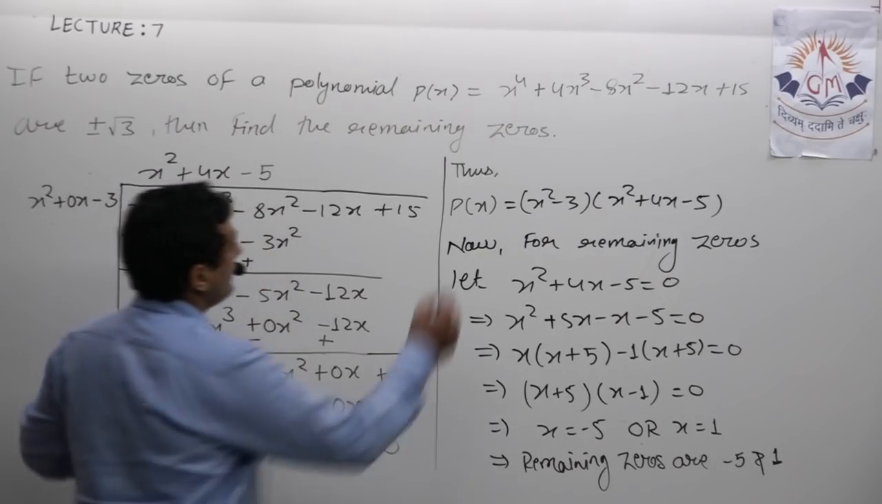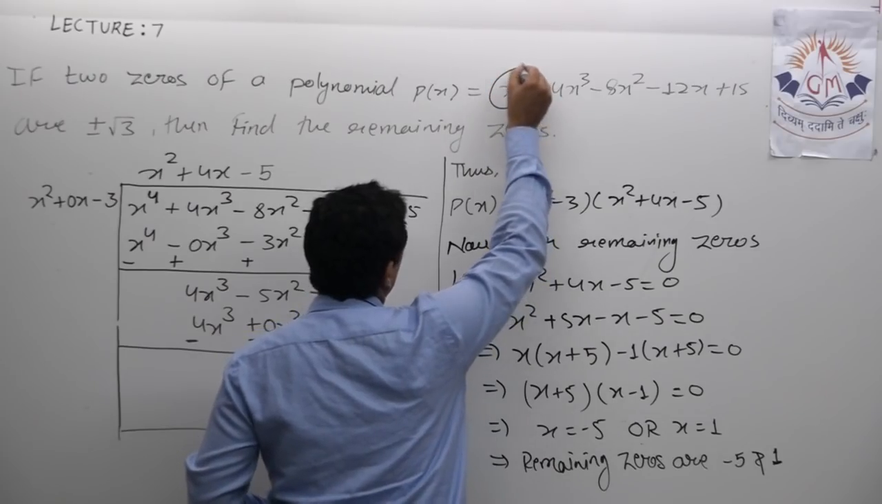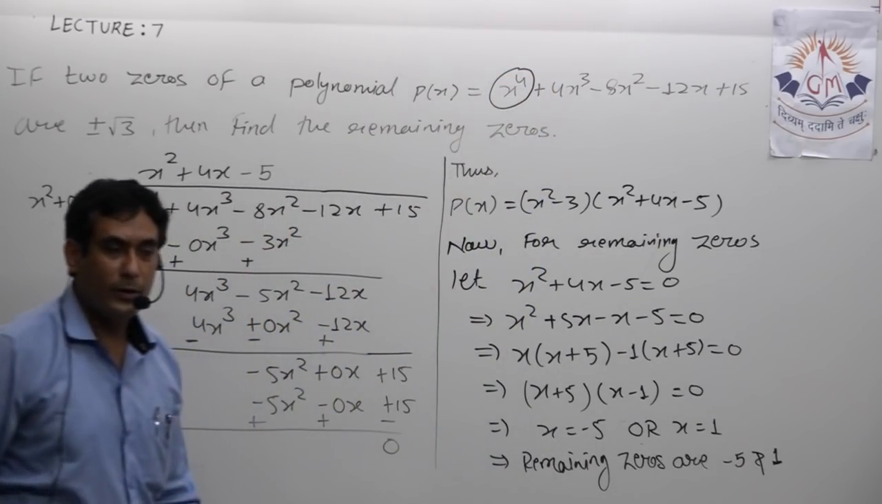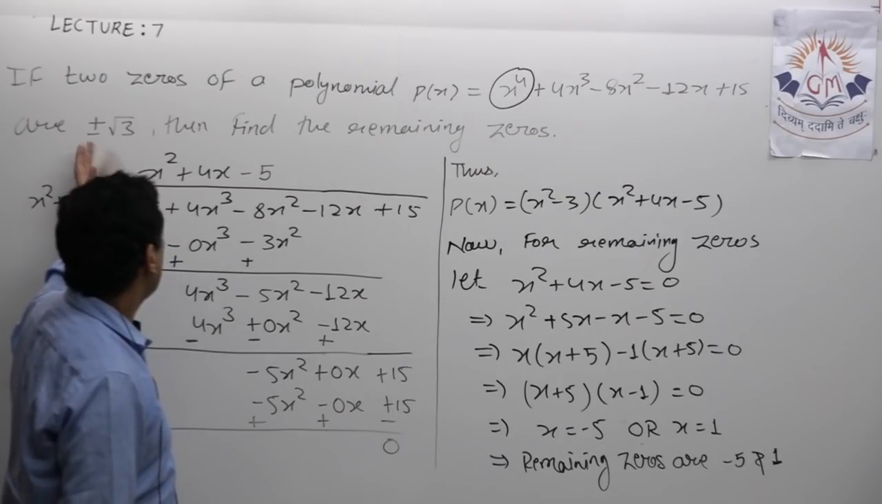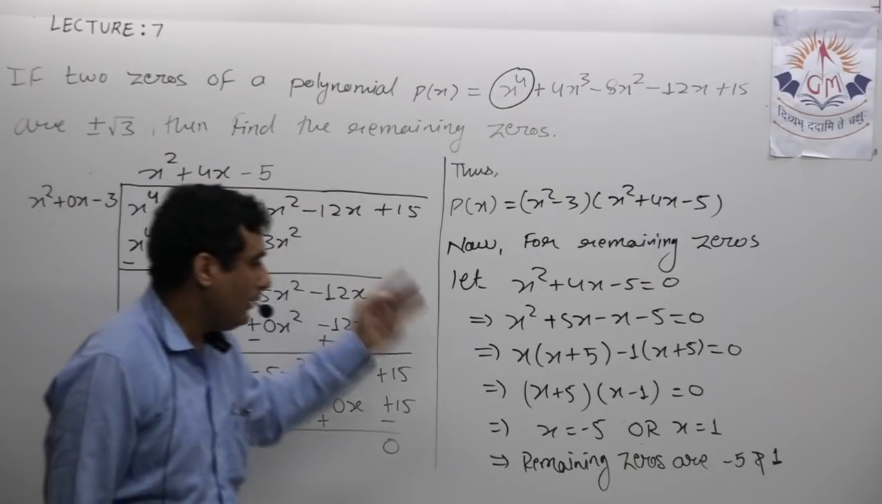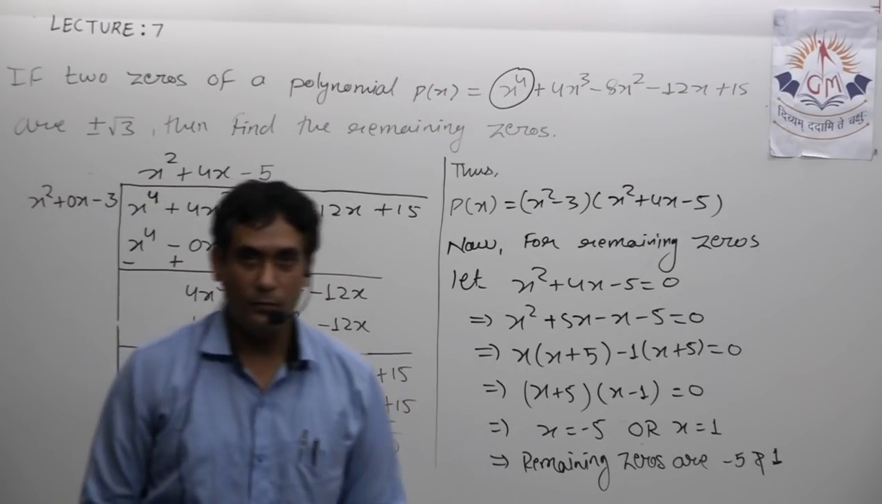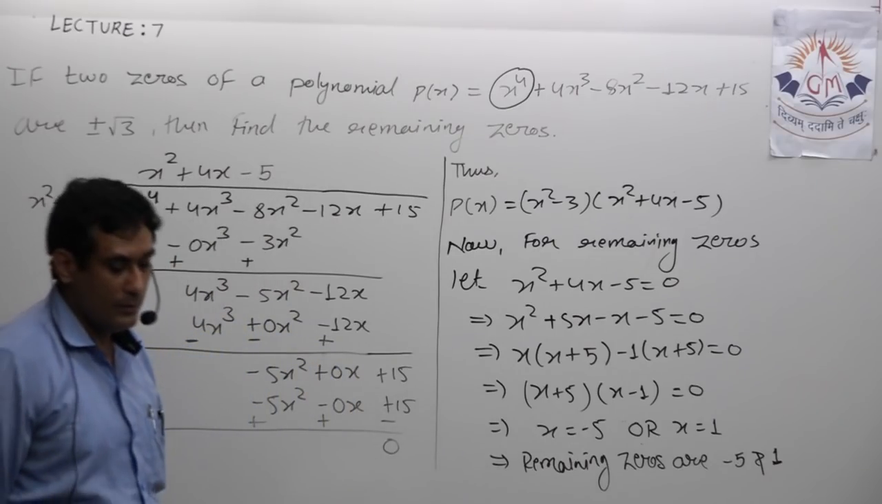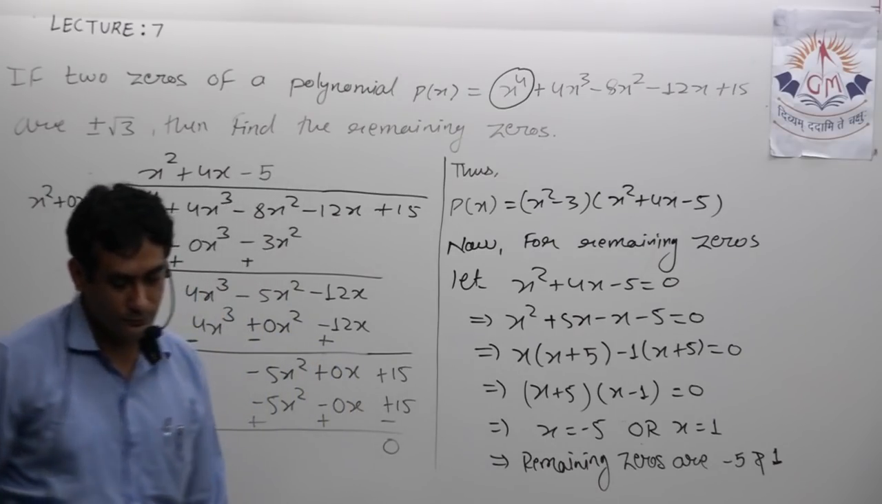So here you can say the degree of the given polynomial is 4. It's a biquadratic polynomial, so it has 4 zeros: plus root 3, minus root 3, minus 5 and plus 1. So please note it down, then we'll see the next question.